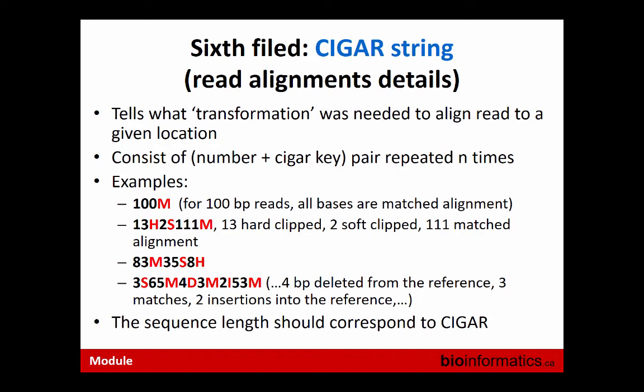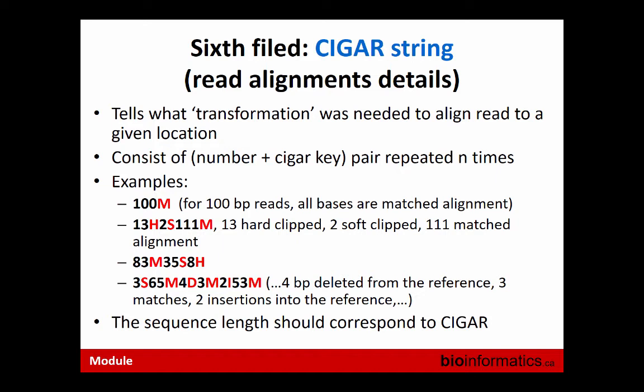So soft clip means that the sequence is there, but the aligner for some reason decided not to use it in the alignment. The alignment actually starts somewhere in the middle of the read. And some aligners do something brutal to the reads: they hard clip them. They take the reads from the FASTQ and say, "Well, I don't like these first 10 bases, chop them away and forget about it." But then in the CIGAR, and only in the CIGAR, we can learn that this was done to our read.